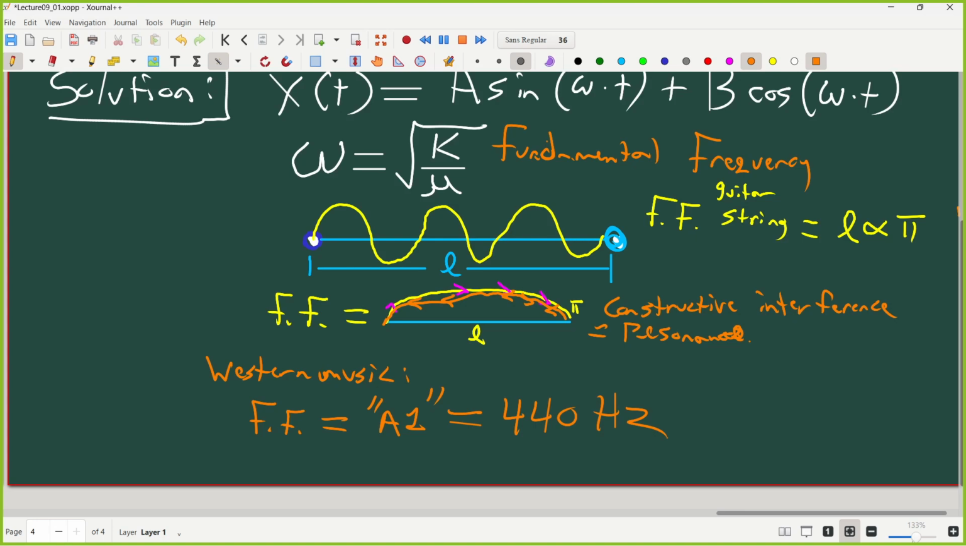Well, what's A2? 880, right? You double the frequency. What would that mean? Well, at 440 hertz, if it only goes through one half phase as it travels the length of the string, then at A2, the second octave of A, it would complete one whole phase. Right? So if this is A1, then in green here is A2.